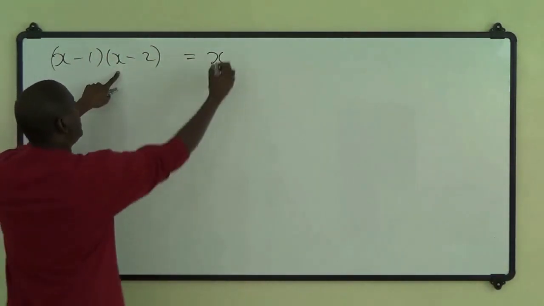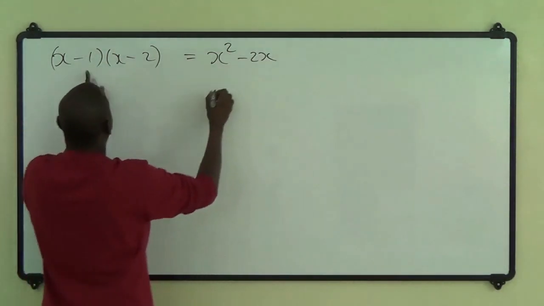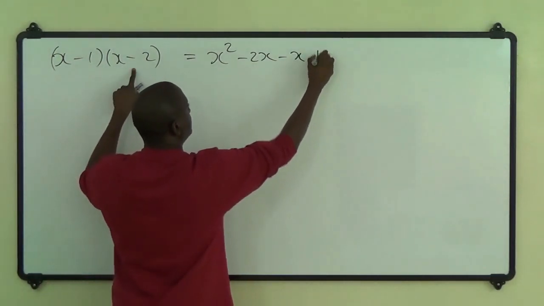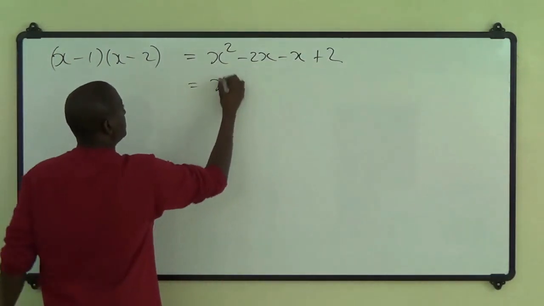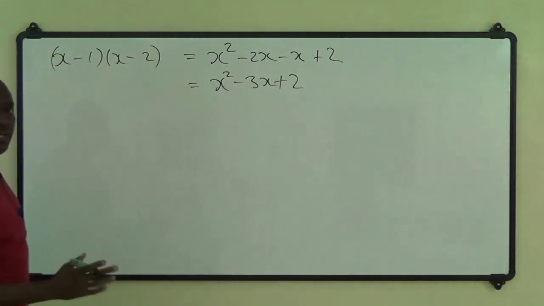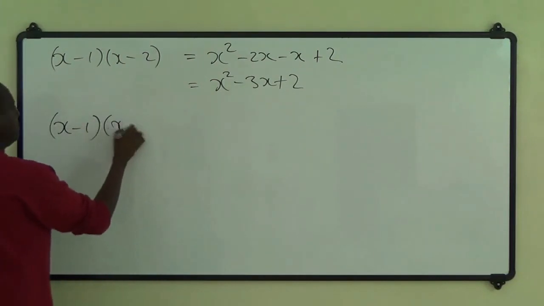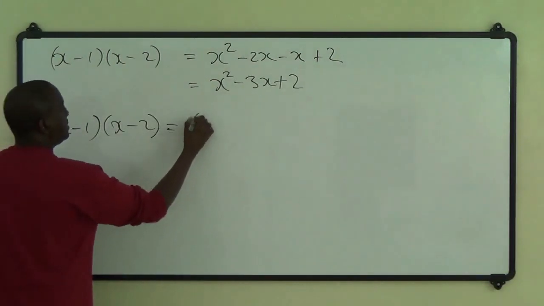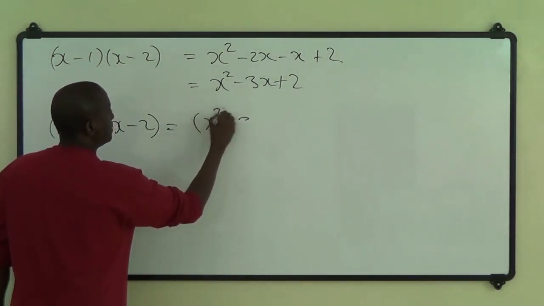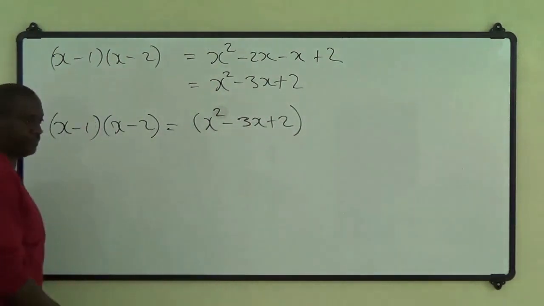x by x is x squared. x by minus 2 is minus 2x. Minus 1 by x is minus x. And minus 1 by minus 2 is plus 2, which will give you x squared minus 3x plus 2. So in other words, x minus 1 into x minus 2 is equal to x squared minus 3x plus 2.